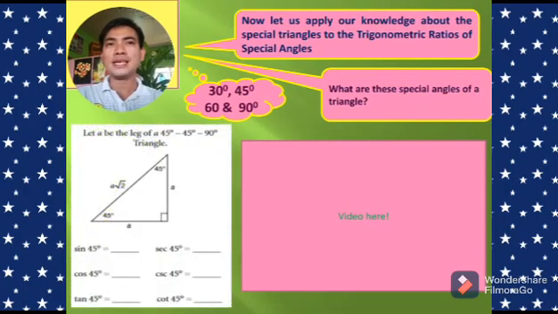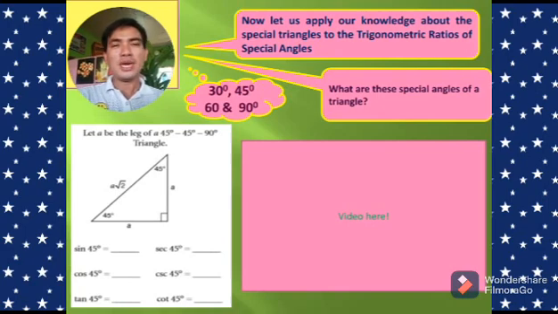Okay, let's have number 1. Let A be the leg of a 45-45-90 triangle. Okay, so we have here sine 45, cosine 45, tangent 45, secant 45, cosecant 45, and cotangent 45. Watch the video.